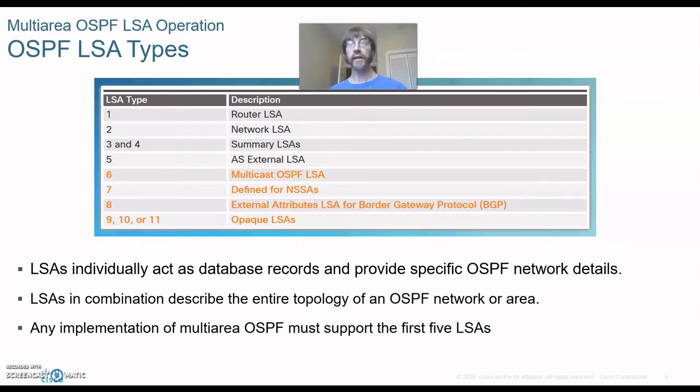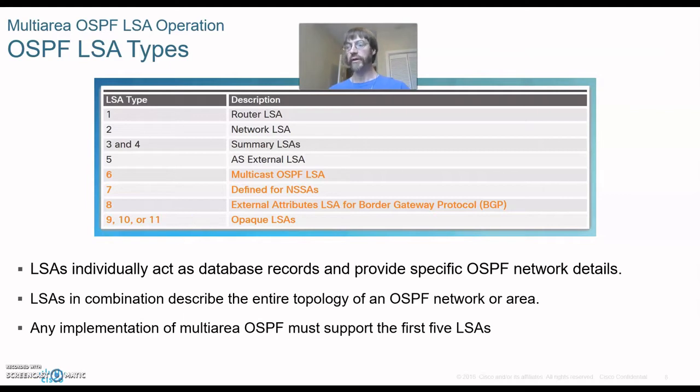Type 6 is a multicast. Type 7s are defined for what we call not so stubby areas. 8s are for BGP, which we won't deal with, 9, 11, 10. Every implementation supports these first 5 types, and the routers exchange them while they're talking to each other. So let's talk a little bit about those.